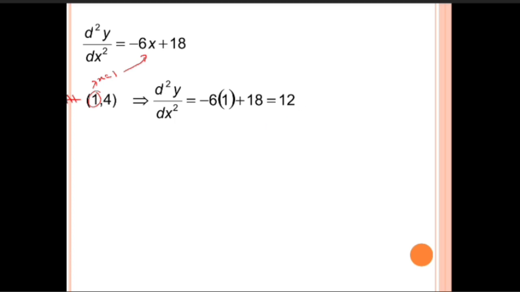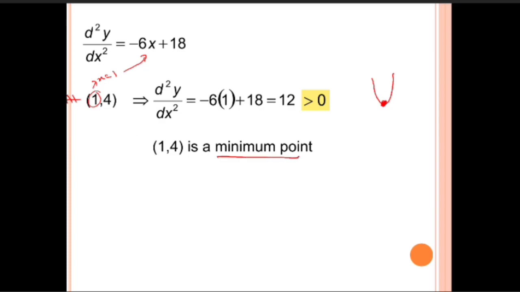Is 12 greater than 0 or less than 0? It is greater than 0. Are we smiling because we have a positive amount of money in our account? Or are we sad because we have a negative amount of money in our account? Well, we are smiling because it's positive and there's a minimum point there. So that's why (1, 4) is a minimum point.